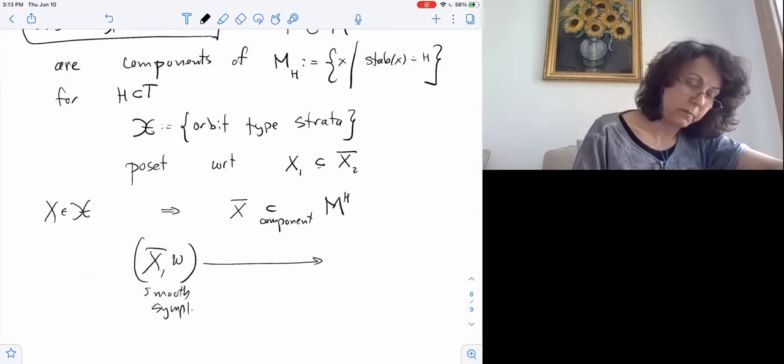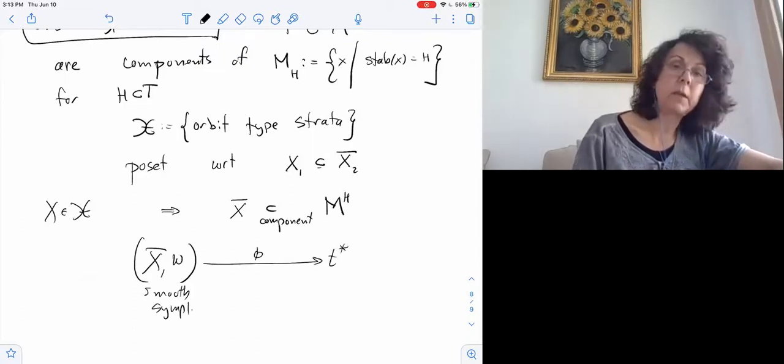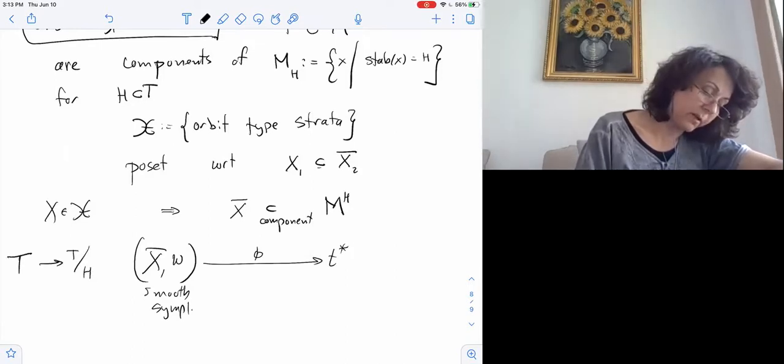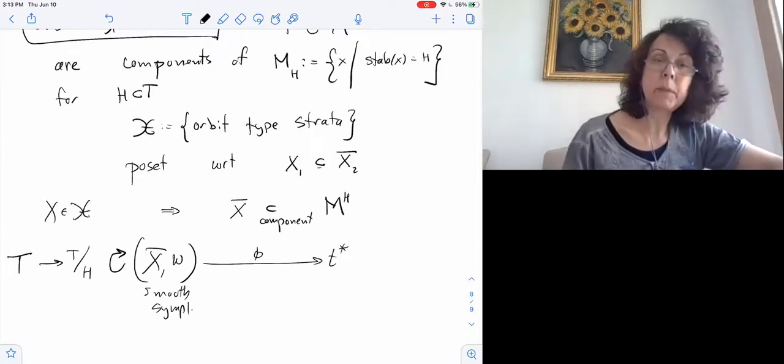And if you just restrict the momentum to it, you get a momentum map for the torus section on these guys. Of course, that torus section is no longer faithful. It acts through T mod H. But these are perfectly good.